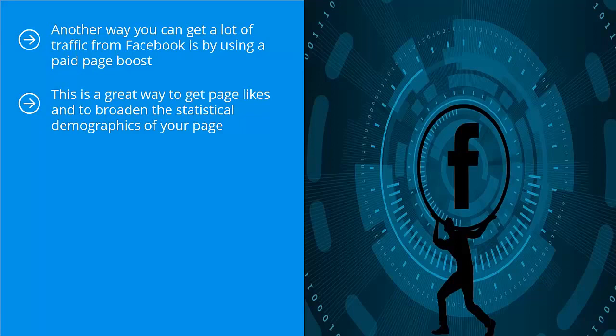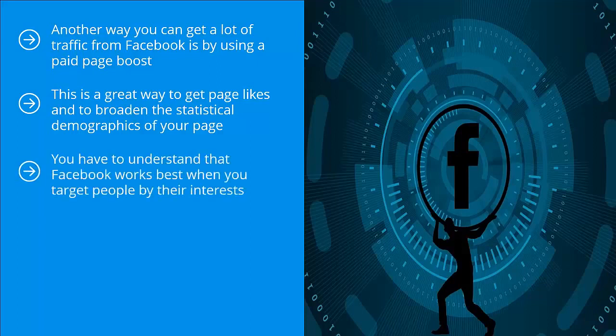Why is this important? Why is it a big deal that you get a broad statistical demographic snapshot of people truly interested in whatever it is you are promoting? You have to understand that Facebook works best when you target people by their interests. This is a bit tricky because if your page is statistically inaccurate as far as your niche is concerned, you probably would have a very faulty set of targeting parameters. You're not quite there when it comes to getting the interests of people you're trying to reach.